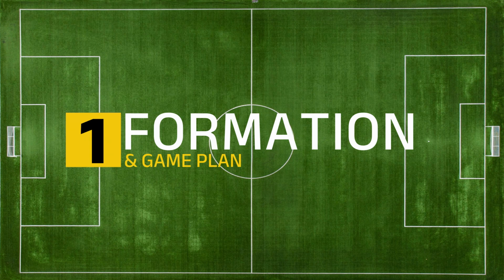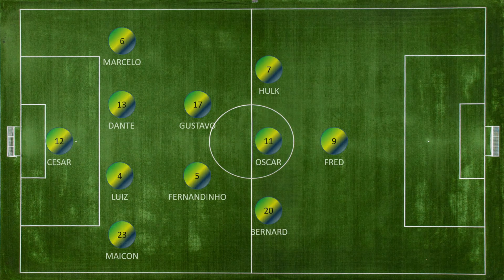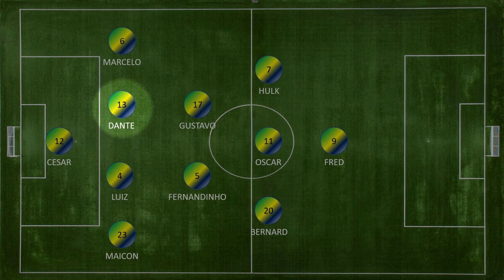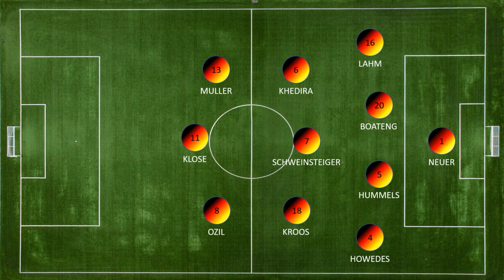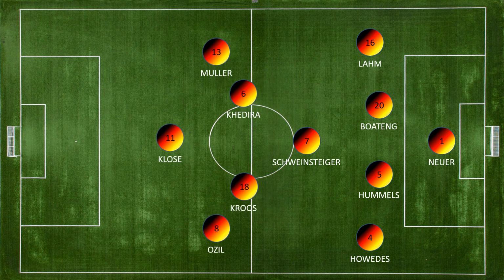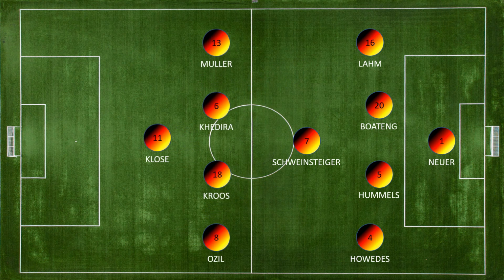Let's discuss together. Brazil played without Neymar and Thiago Silva, who were replaced by Bernard and Dante. They played their standard 4-2-3-1 formation, with the front four supported by a double pivot of Gustavo and Fernandinho. Germany, on the other hand, played a 4-3-3 formation that often looked more like a 4-1-4-1 when defending.